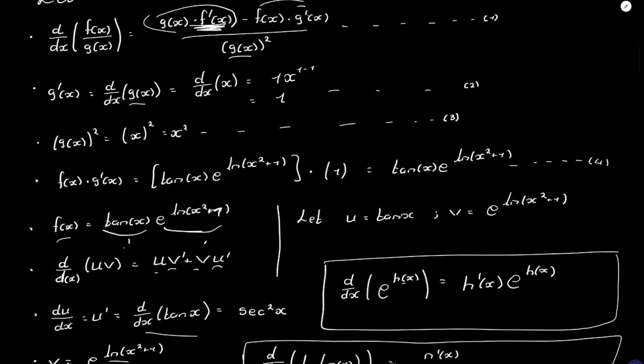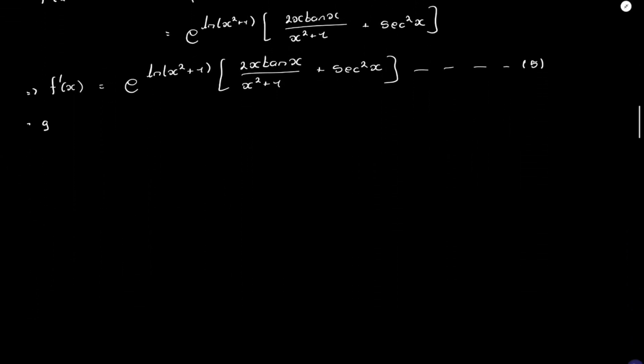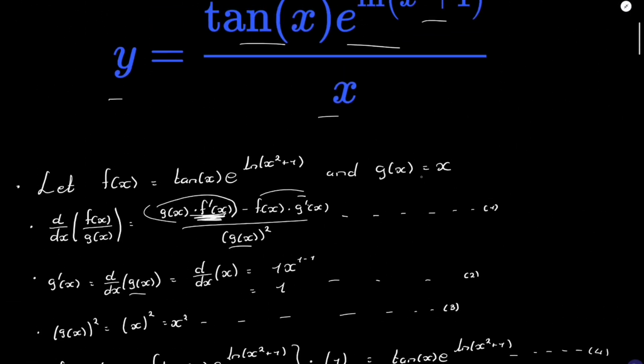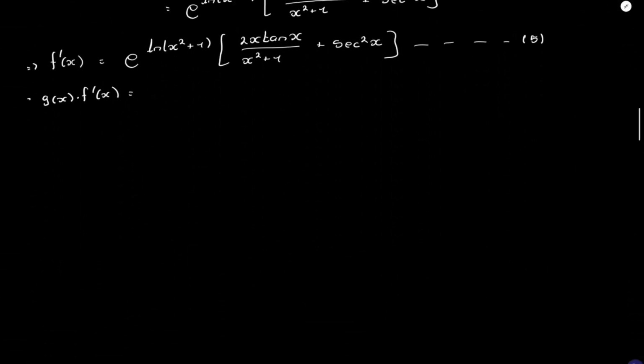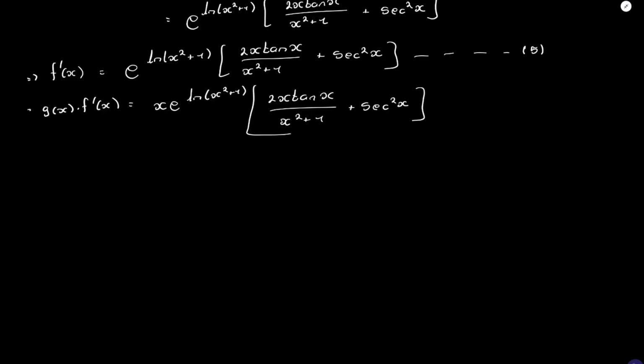Why were we looking for f prime of x? We were finding f prime of x in order to calculate the term g of x times f prime of x. So now that we have our f prime of x, let us calculate the term g of x, f prime of x. But first of all, what is g of x? If you can recall, this is it above here. G of x is the term x. So g of x, f prime of x gives us x e to the ln of x squared plus 1, braces 2x tan x on x squared plus 1 plus sec squared x.